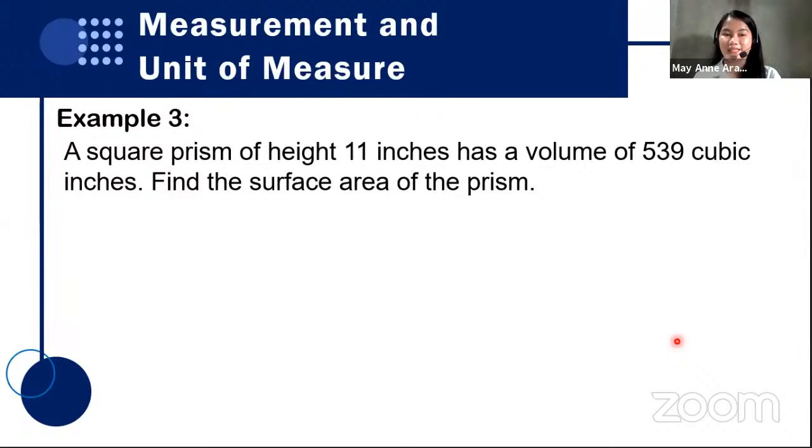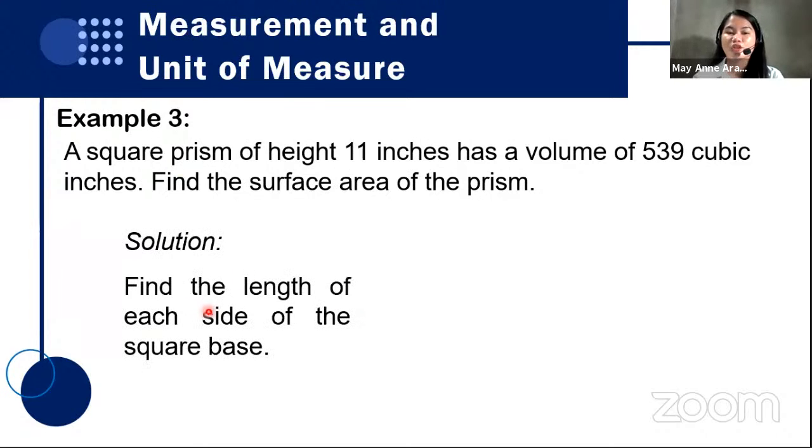So what are given? The given here are the height of the square prism and its volume. For the volume, what's the formula for that? We have area of the base times height, right? So we can solve for the length of the side of the square prism by solving first for the length of each side of the square base using the formula for the volume, since we already know the volume.